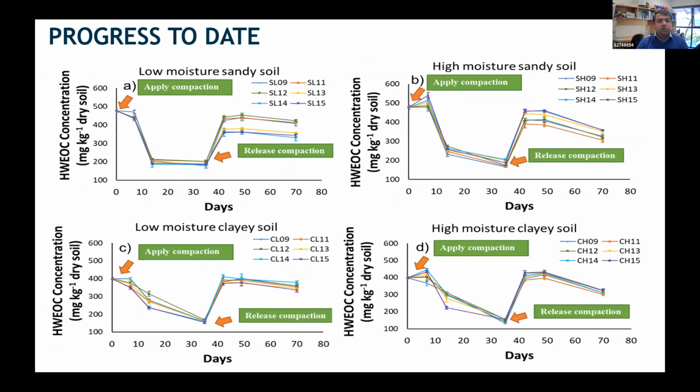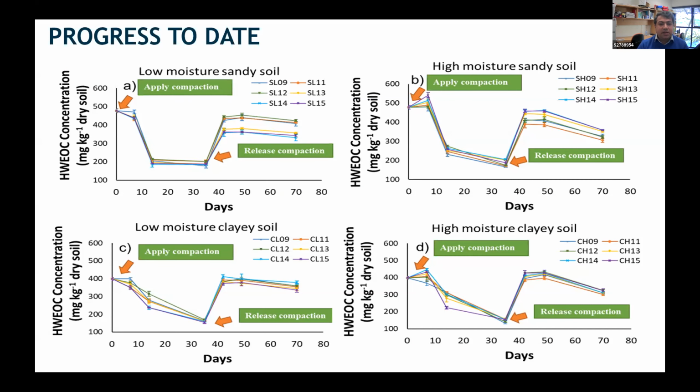So what we have done, we had two different soil types, a clay soil and a sandy soil. We put the soils under different stresses of compaction and drought. The first step of the experiment was to apply the stress. As you can see here, we applied the stress at the beginning of the experiment, and we monitored the changes in soil chemical and biological properties to see how they degrade when they get affected by environmental stresses.